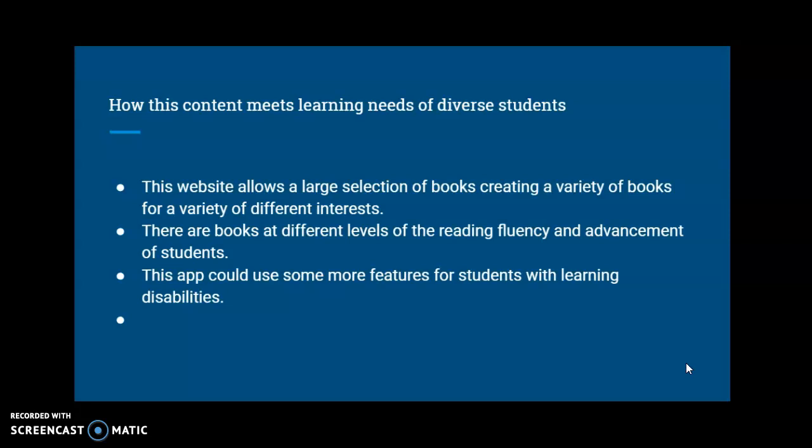So how this content meets learning needs of diverse students. This website allows a large selection of books, creating a variety of books for a variety of different interests. So there's books anywhere from science to math, anything in between. There are books at different levels of the reading fluency and advancement of students. And this app could use some more features for students with learning disabilities, I thought, because there weren't very many side sections or tabs you could click on. It was mostly just pick a book and then read it. There weren't really many options like read this book to me or anything like that. So I think that could be a nice aspect to have on this app.